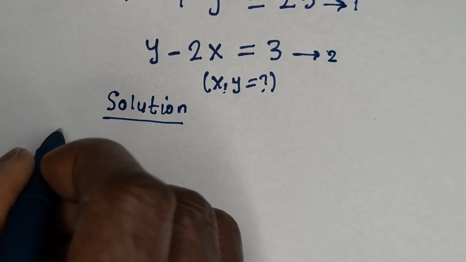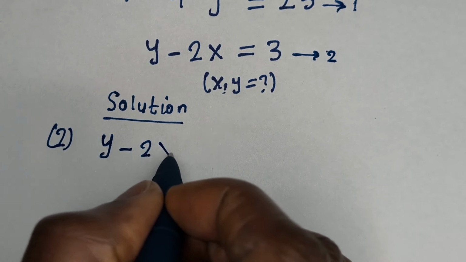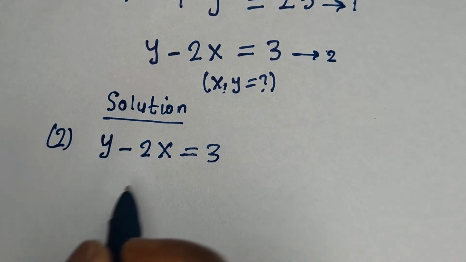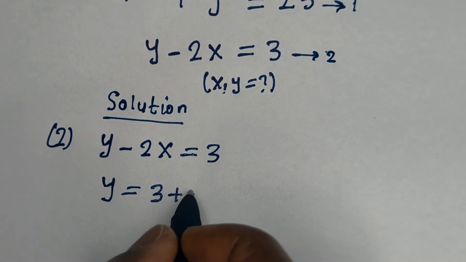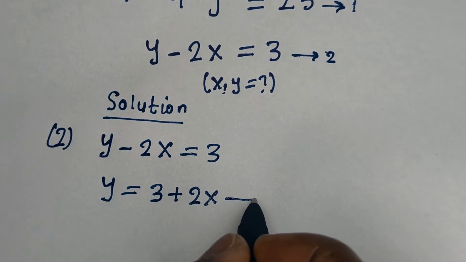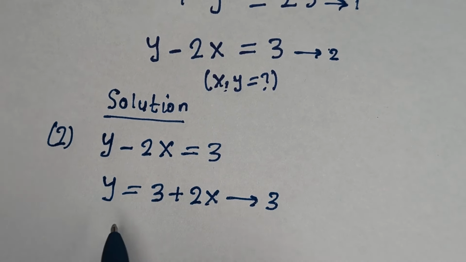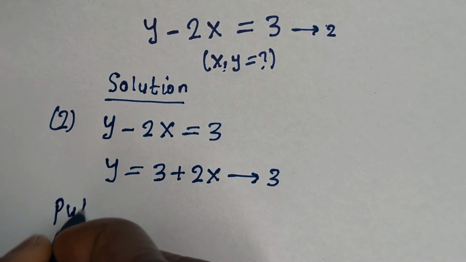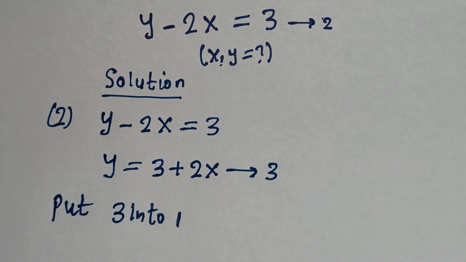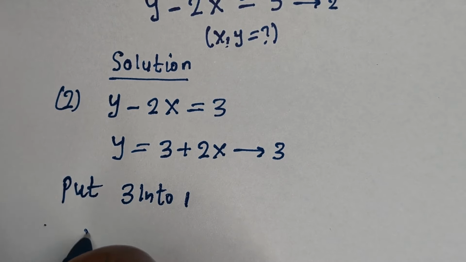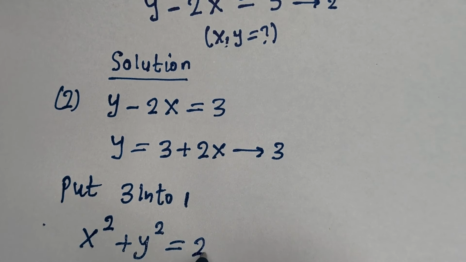Now from equation 2, y minus 2x is equal to 3. Then y is equal to 3 plus 2x. Let us call this equation 3. And we can now put this equation 3 into our equation 1. Then equation 1 is x squared plus y squared is equal to 25.